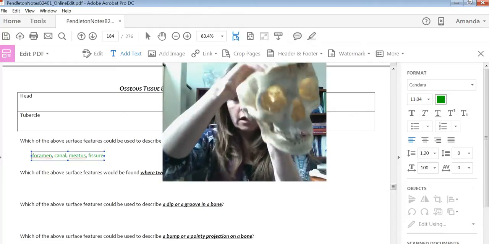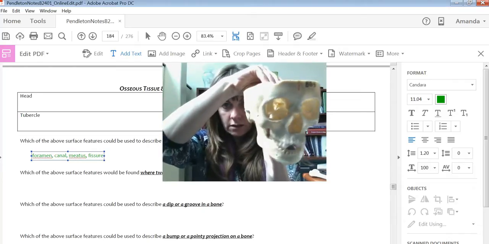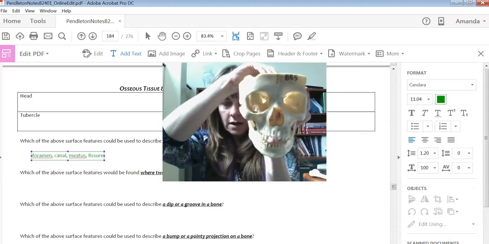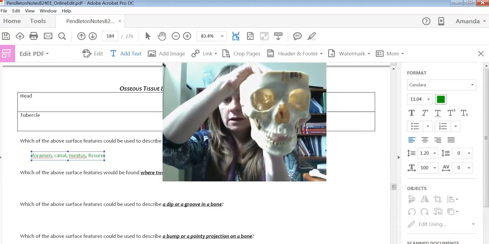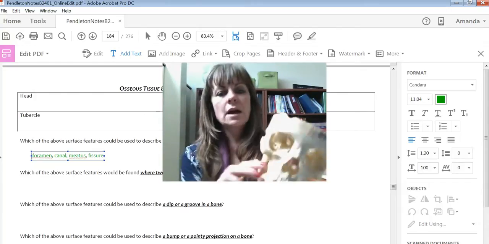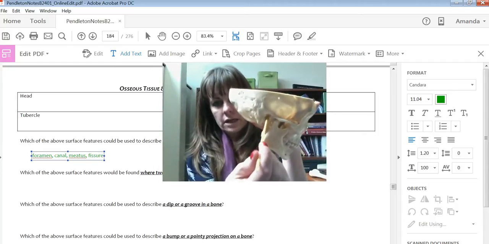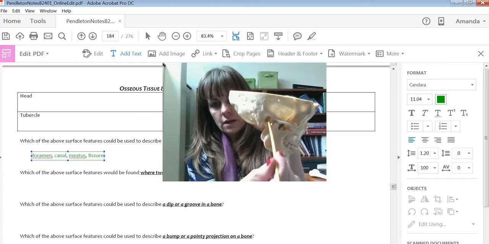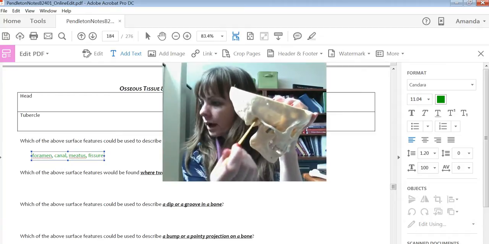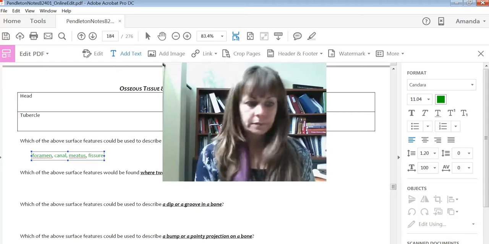This up here looks a lot like a foramen. Let me get a good angle here. It looks a lot like a foramen right there, but it turns out that's actually a canal. And then a meatus. This is going to be a hole that is pretty extensive through the bone, and so that would be a meatus. But you can see it's also something that's hole-like. So all of those terms are a hole through a bone.